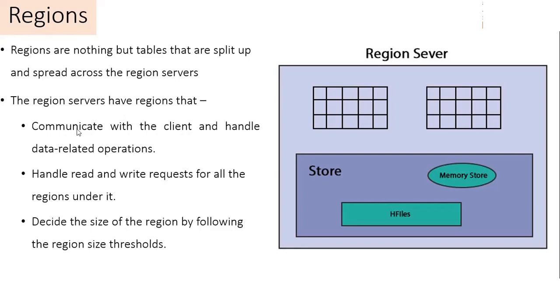That is the foremost functionality of the region server. Region servers can handle read and write requests, and they decide the size of the region by following the region size thresholds. So the three main operations done by the region server are communicating with the client and handling the data related operations, handling the read and write requests, and deciding the size allocation. These are the functionalities of the region server.